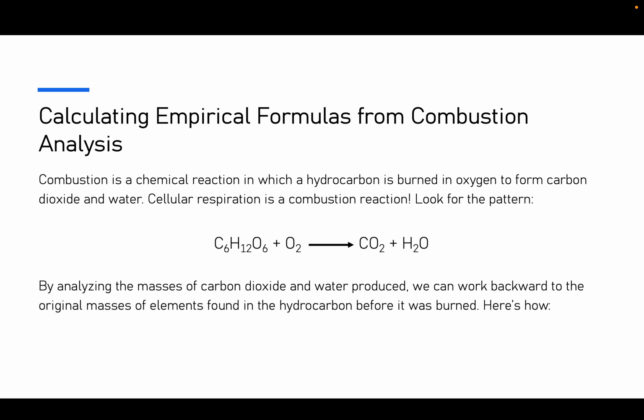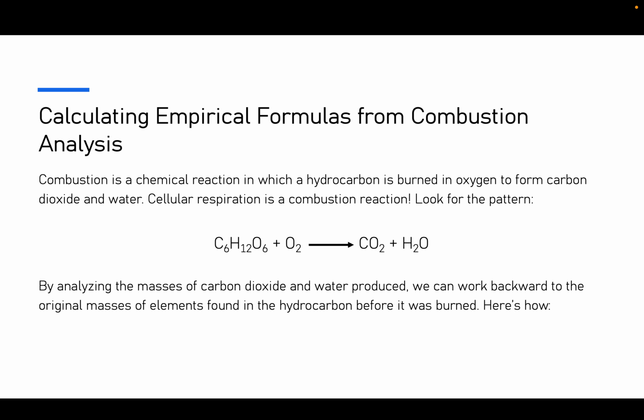There's one other way you may be asked to do that, and that's by something called combustion analysis, which is analyzing the products of a combustion reaction and working backwards to figure out the empirical formula. Don't be afraid. You don't have to understand the reaction yet. We're doing that later, okay? You just have to notice what's in there.